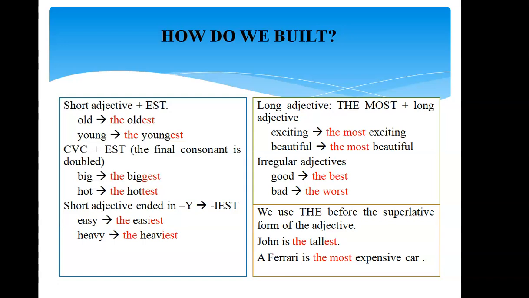Irregular adjectives: good, the best. Bad, the worst. We use the before the superlative form of the adjective. John is the tallest. A Ferrari is the most expensive car.